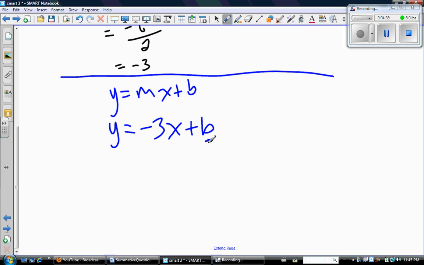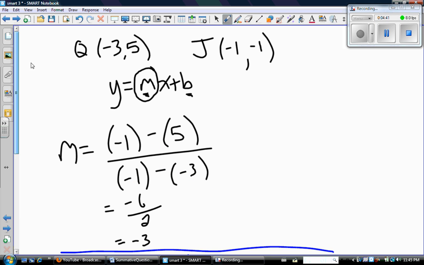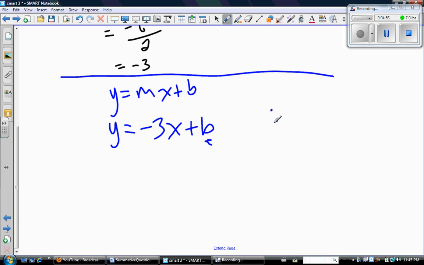So how do I find b? Well, if either of my points were the y-intercept, I would be done. But this is not a y-intercept, and this is not a y-intercept. So therefore, I've got to do a bit more math. So I'm going to take one of my points, and it doesn't matter which one. I'm going to take point Q. And again, point Q is -3, 5.